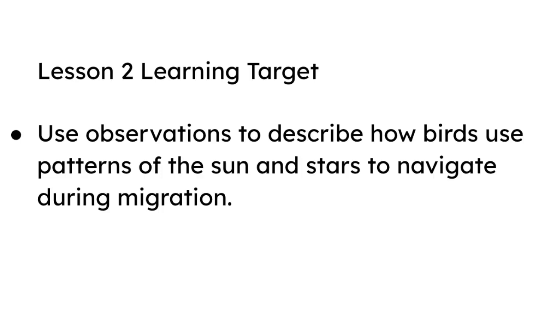By the end of this lesson, students will have used observations to describe how birds use patterns of the sun and stars to navigate during migration. In Lesson 3, students will continue investigating the ruby-throated hummingbird by examining how birds build nests for their babies.